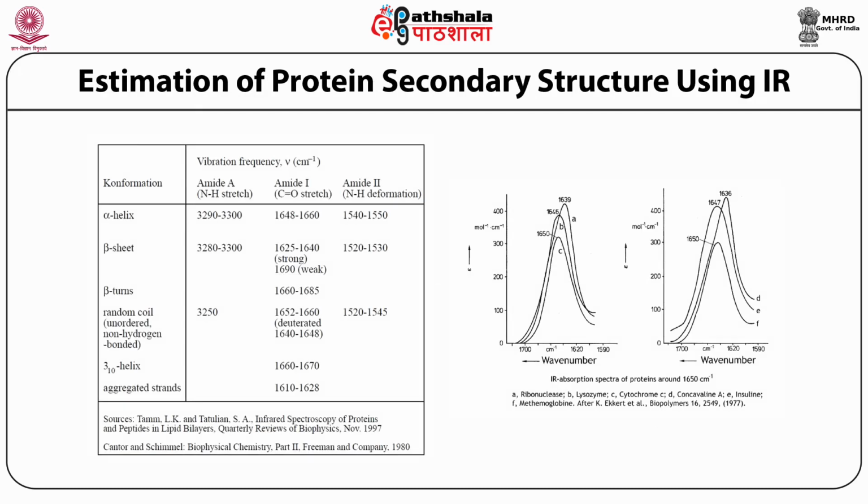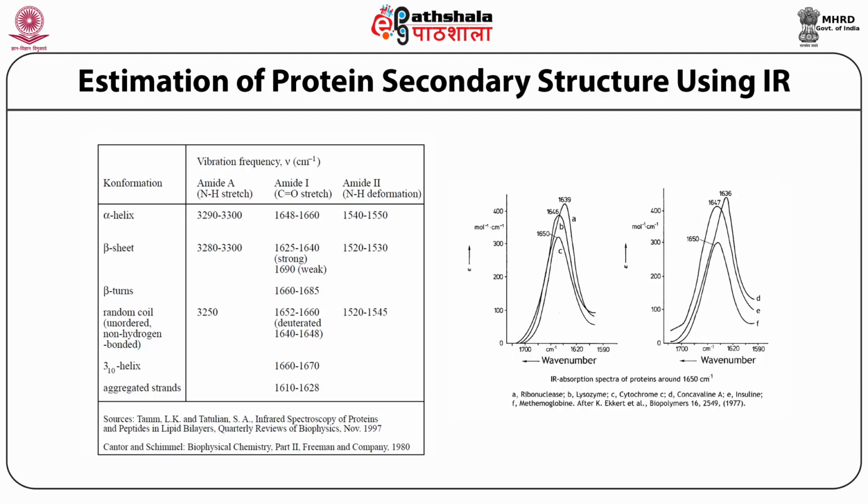Here we give a detailed discussion about the estimation of protein secondary structure using IR. Protein also gives a very good characteristic signature. You can see in the figure the IR absorption spectra of the protein, which gives a peak at 1650, and any conformational change also causes a shift in the IR spectra of the protein.